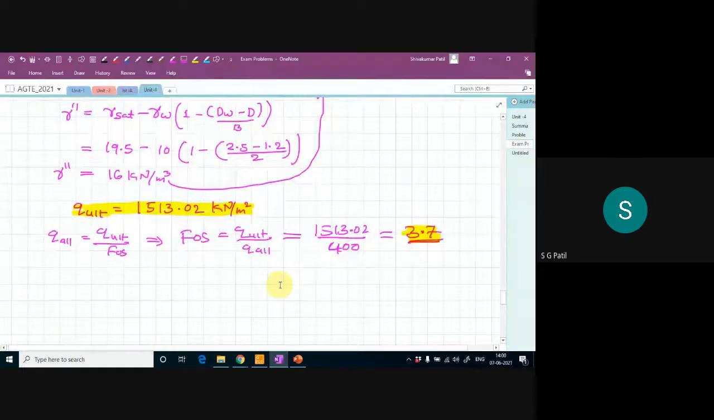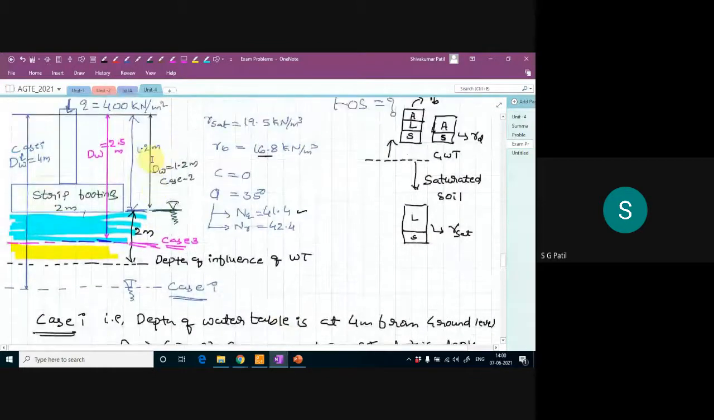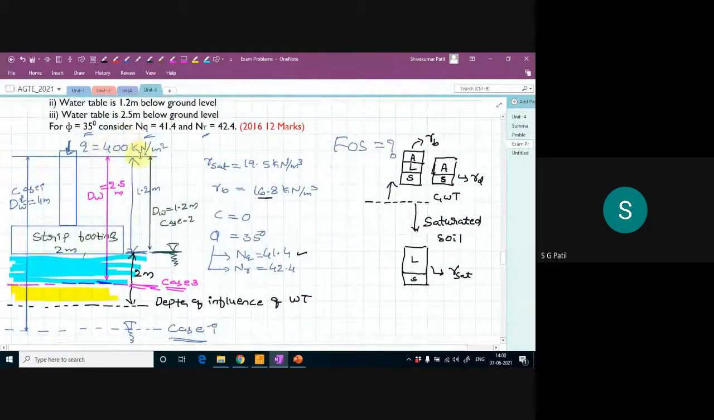It's very simple. What will happen now? The entire soil is under submerged condition. If the water table comes at the ground level, even your second term and third term, all the 3 terms, I should take submerged unit weight. Anyway, quickly I will solve that case also. I will put the water table at this level. This is my case number 4.